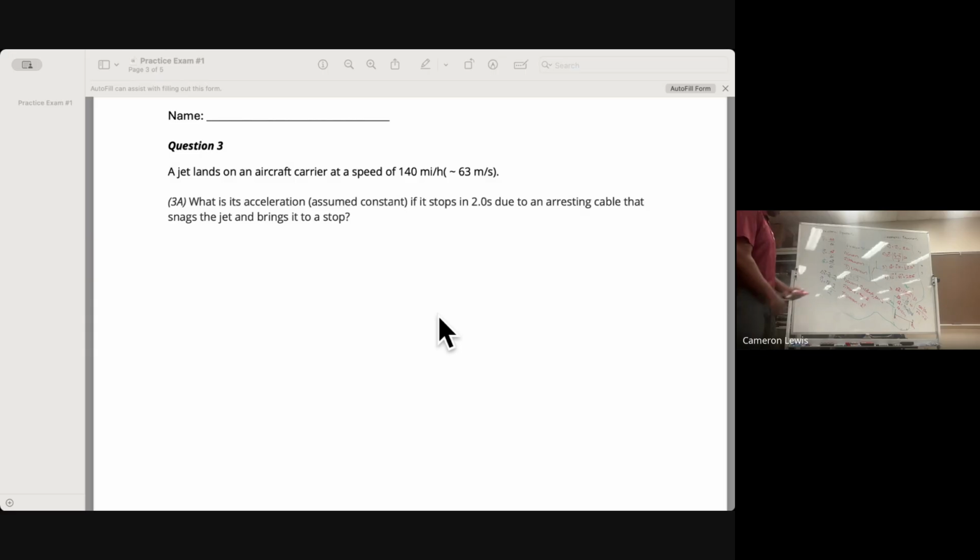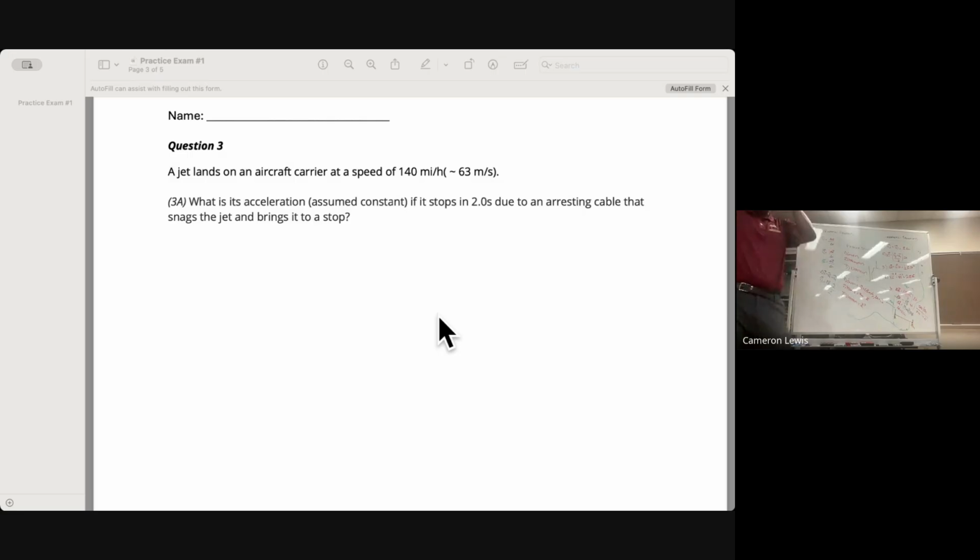Read it in English. Change in velocity is equal to the final velocity minus the initial velocity.